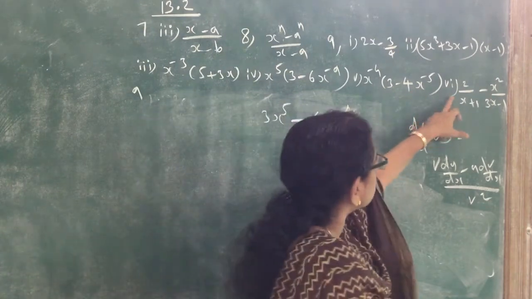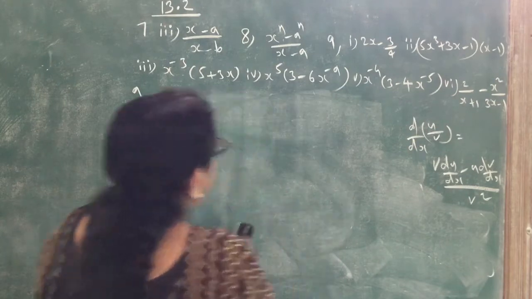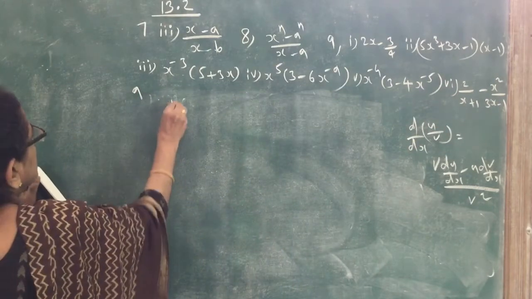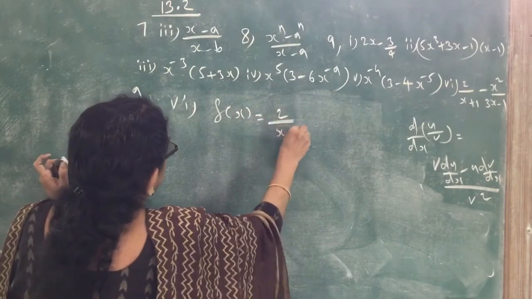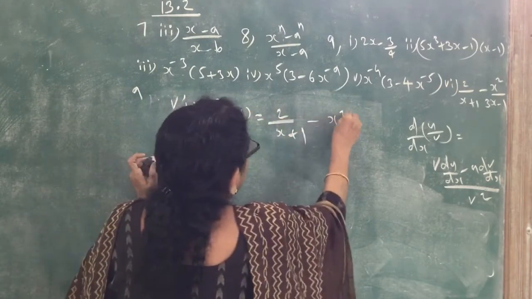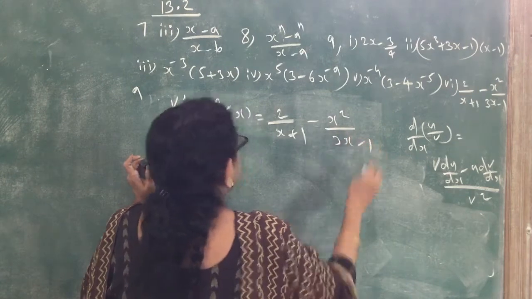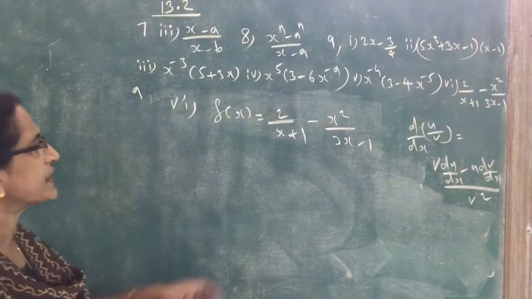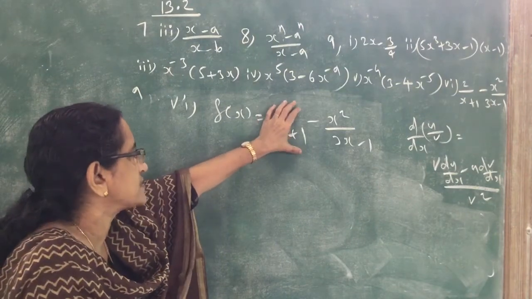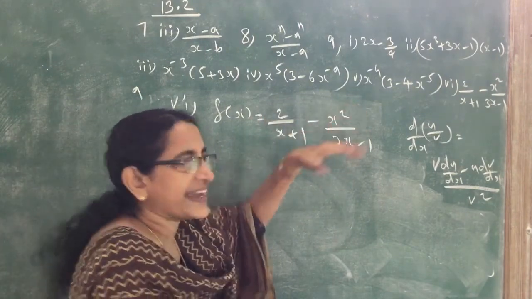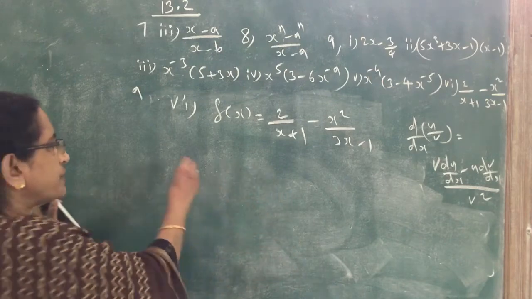Now see the sixth one. F of x equal to 2 by x plus 1 minus x square by 3x minus 1. See here, first we have to find the derivative of 2 by x plus 1. We have to apply the quotient rule to find this. And to find the derivative of the second term, again we have to apply the quotient rule. So we can find f dash x.